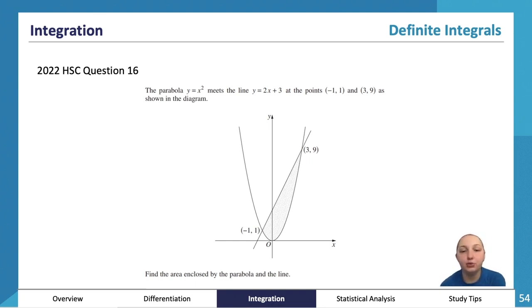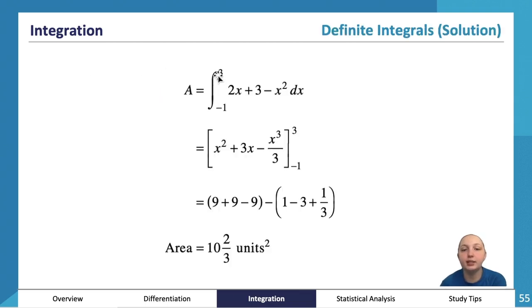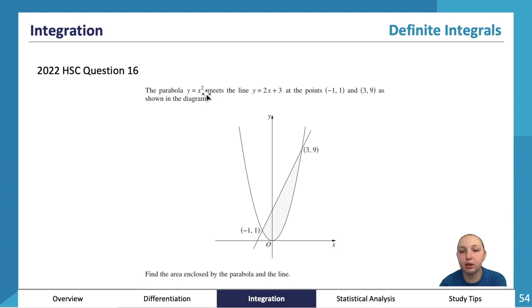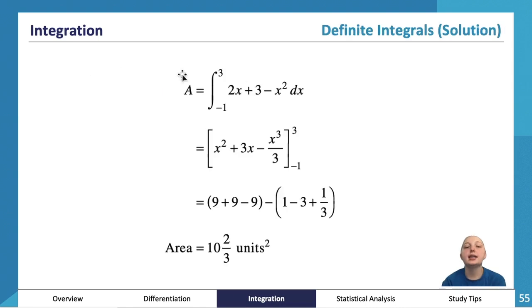So in order to find this area, we use our x coordinates. So we've got 3 and -1, and we literally subtract the two equations from one another. So we've got 2x plus 3 and x squared. Now our 2x plus 3, that straight line is on the top. When you're thinking about which function is on the top, you're literally considering which line is above the other one. So we do 2x plus 3 minus x squared because the x squared was on the bottom. Once we've done that, we then integrate it.